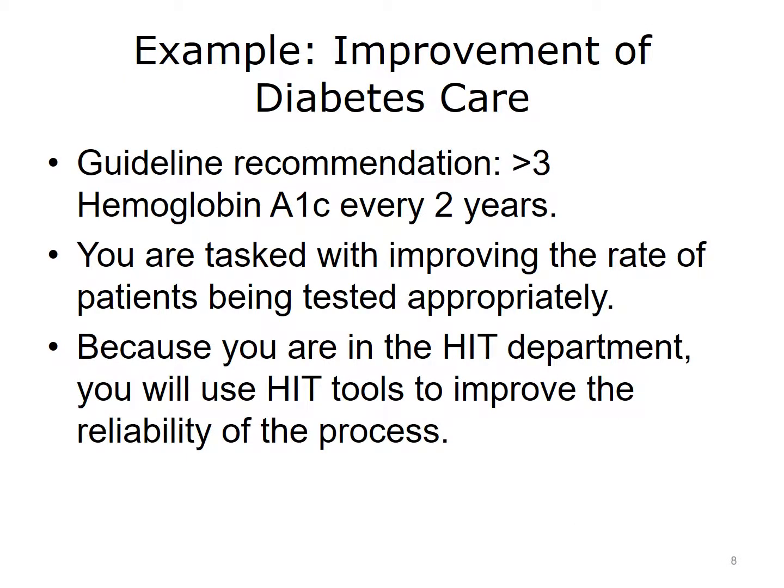The Guidelines for the Care of Diabetes recommend that all diabetic patients have their blood tested at least 3 times every 2 years for the levels of hemoglobin A1C. You work in a clinic where the rate of testing is between 70% and 80%. You are in the HIT department and have become part of the team tasked with improving the reliability of diabetes care. Although you can suggest any strategy to improve, you will be expected to focus on HIT solutions.